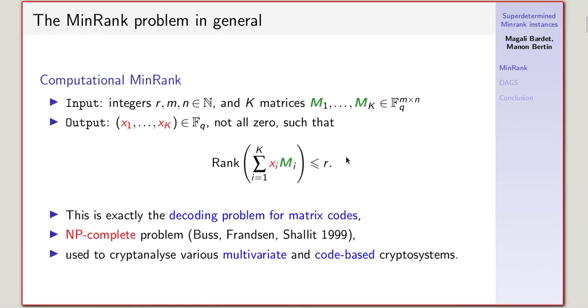The MinRank problem is easy to state. You take k matrices of size m times n in some finite field, and we want to find a non-trivial linear combination of them that has a small rank. This is exactly the code decoding problem for matrix codes in rank metric code-based cryptography. The problem is well known to be NP-complete and is at the core of various attacks on cryptosystems in multivariate or, in particular, rank metric code-based cryptography.